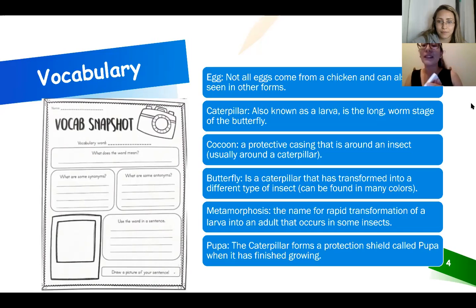Cocoon, a protective casing that is around an insect, usually around a caterpillar. This is the cocoon, okay, that the caterpillar makes so he can be inside, okay?